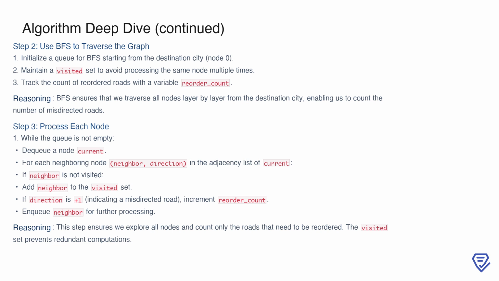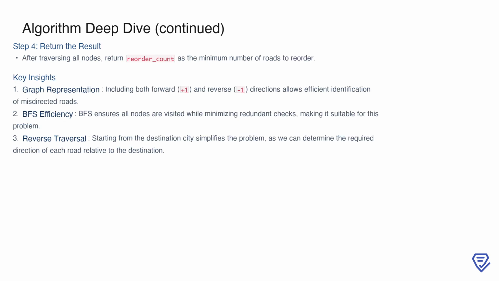This systematic approach ensures that we account for all roads and only reorder those that are misdirected, all while avoiding redundant checks. After traversing all nodes in the graph, the final step is to return the value of reorder_count, which represents the minimum number of roads that need to be reordered to ensure all paths lead to City 0. This result is obtained after processing every node and verifying the direction of all connected roads.